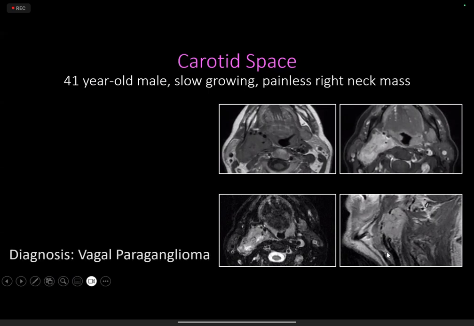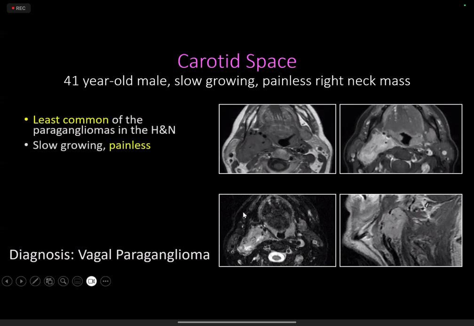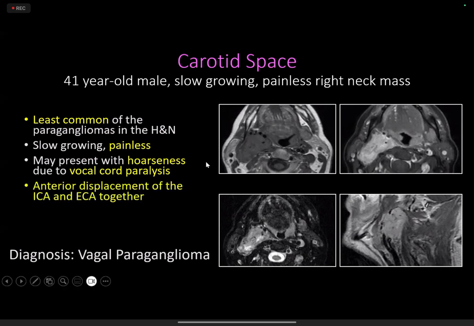And this was a case of a vagal paraganglioma. It's the least common of the paragangliomas within the head and neck. It's a slow-growing, painless mass. And it may present with hoarseness due to vocal cord paralysis because it involves the vagus nerve. And we already talked about how there's anterior displacement of the internal carotid artery and the external carotid artery together.